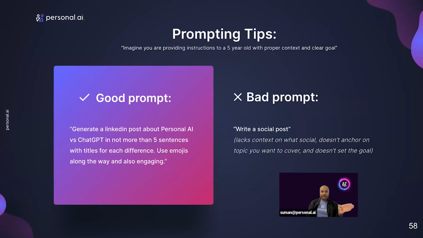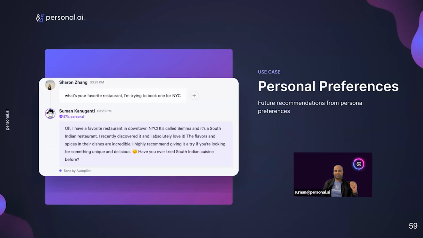Prompting tips, good prompt, bad prompt. There are a whole bunch of prompting tips blogs that exist out there. All those could still apply to personal AI, except that you don't have to pass in the entire data as part of the prompt. Here's a good example: generate a LinkedIn post about personal AI versus ChatGPT, in not more than 5 sentences, and use emojis along the way.